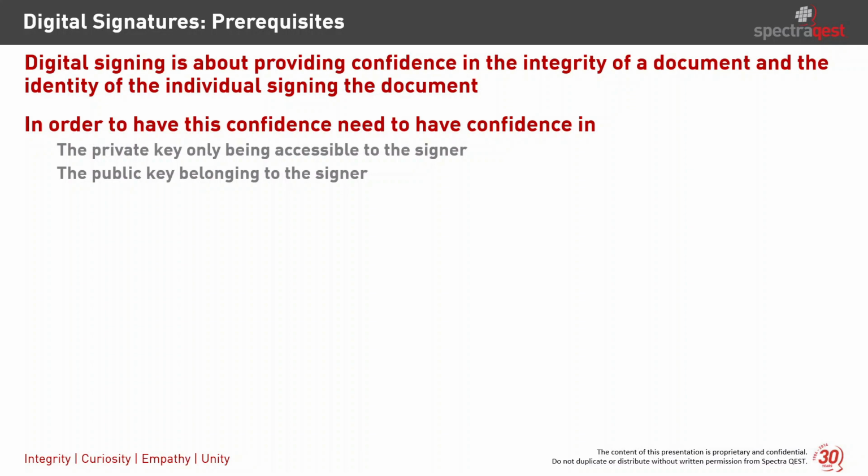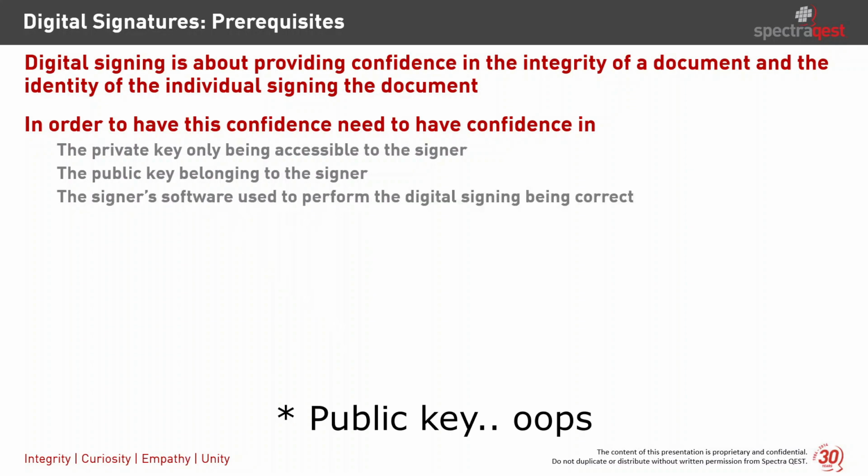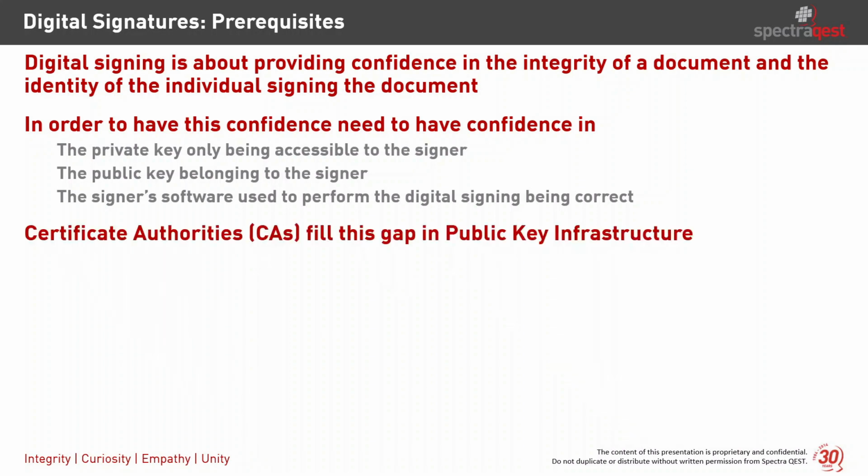I could give you a document with a public key and say it was signed by the President of the United States. You would have to have some way of verifying that this is actually their key. We have to have confidence that the signer's software used to perform the digital signing is correct. So we have to have confidence in the robustness of that algorithm and how it's been implemented.